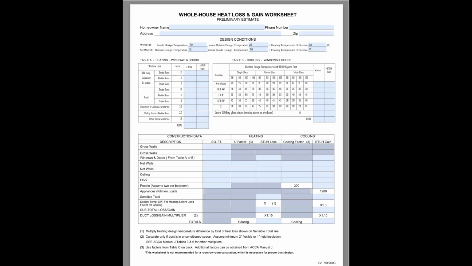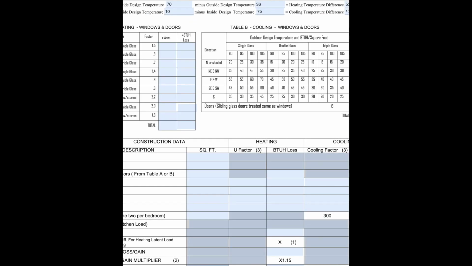In this video, we're going to be covering Table A, heating, windows, and doors. I'm going to zoom in into that section so you see what I'm talking about.